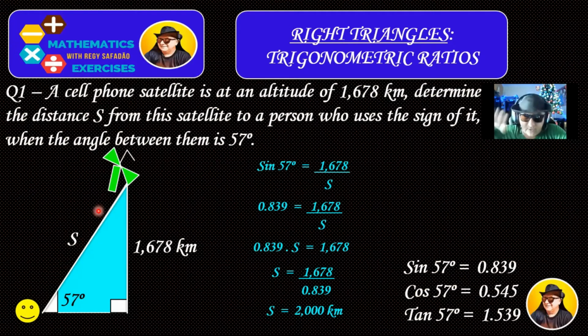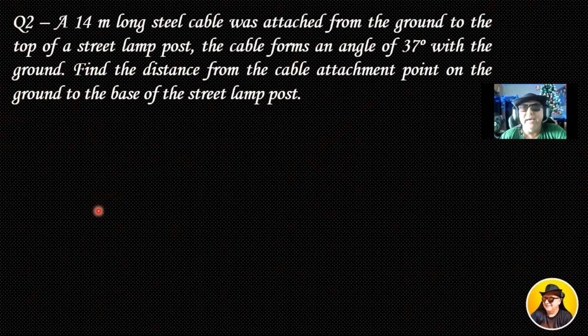All right, so let's go to question number 2. Question number 2 is: a 14 meters long steel cable was attached from the ground to the top of a street lamp post. The cable forms an angle of 37 degrees with the ground. Find the distance from the cable attachment point on the ground to the base of the street lamp post.